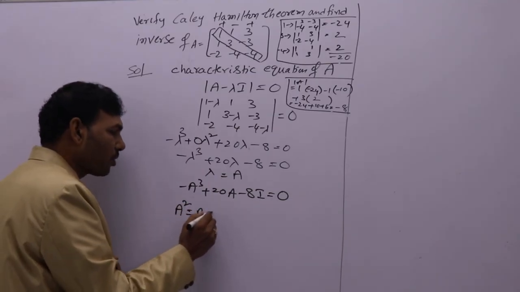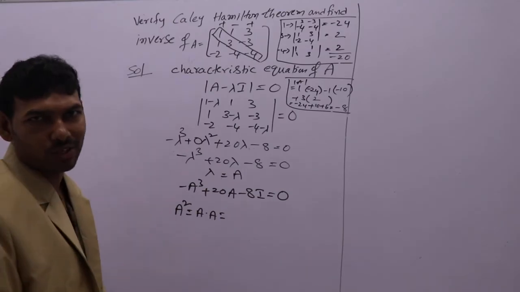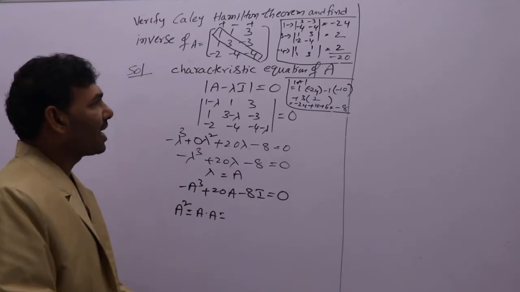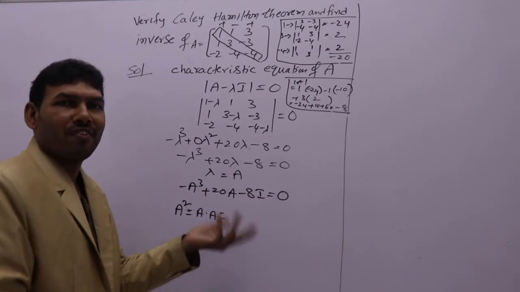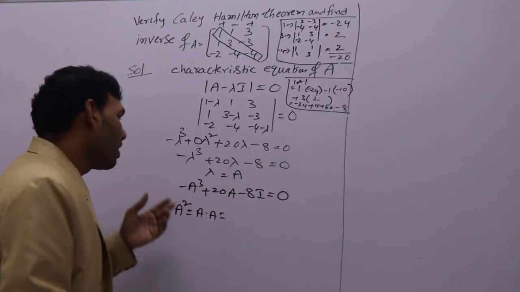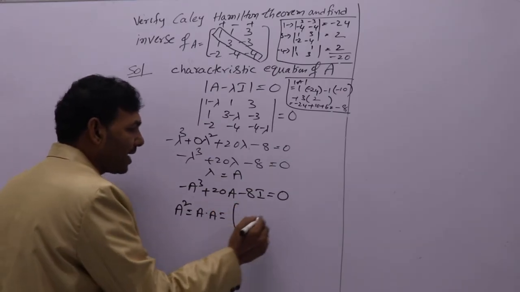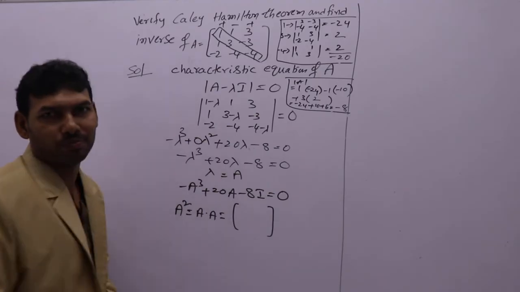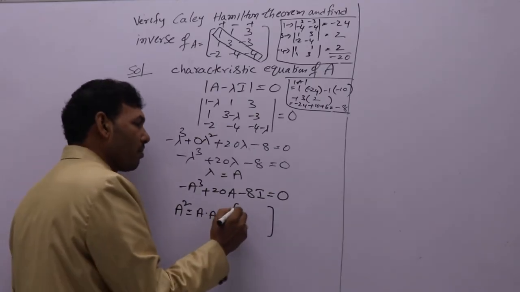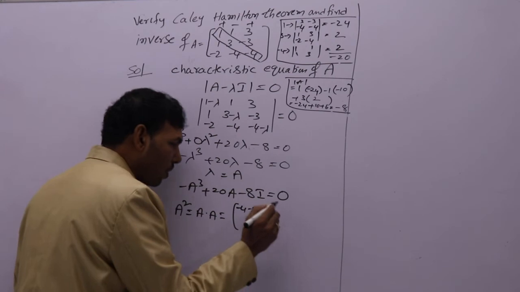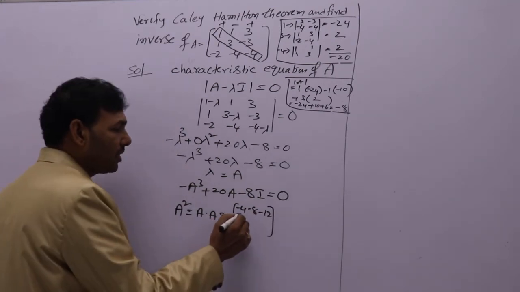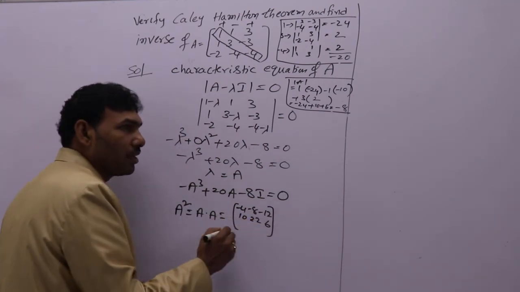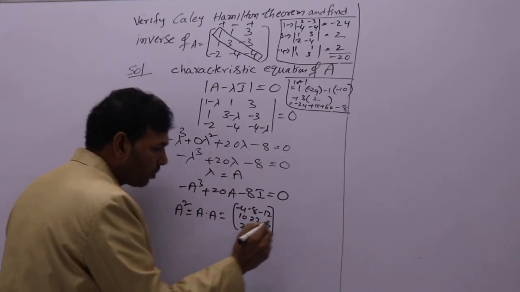Just now I said how to calculate A square using a calculator also. In the previous problem I said how to calculate A square using the Casio FX991ES calculator. Using that calculator you can save time. So A square is minus 4, minus 8, minus 12; next 10, 22, 6; last one 2, 2, 22. This is A square.